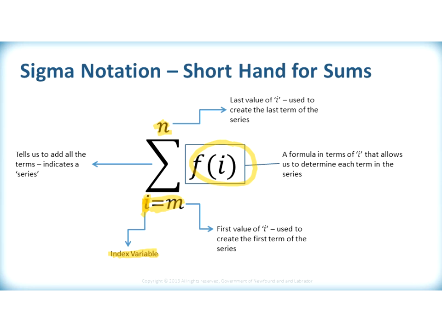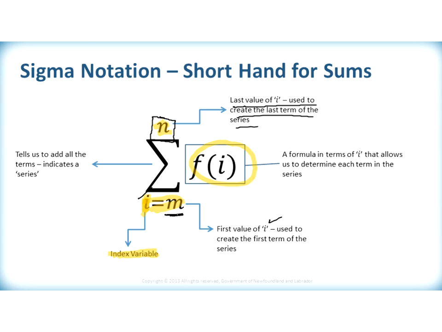Then we just have to tell our sigma guy where to start. So this m right here is the first value of i that we use. Typically it's 0 or 1, but we can use anything we want. And that helps us create the first term. And n tells us how many terms we get to, but it's not really the number of terms. It's the index for the last term in case we don't start at 1. If we do start at 1 and we go up by 1 every time, then n is going to be equal to 10 if we've got 10 terms, it'll be 100 if we've got 100 terms. But sometimes we start in funny places. So it's the last value of i that we use to create the last term of the series.